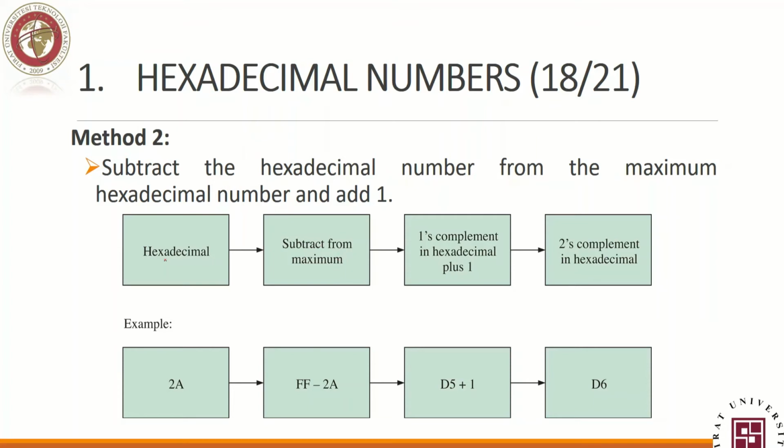We subtract this number from the maximum, okay? Then what we get is the 1's complement, add 1 to it, and we will get the 2's complement. Now 2A again, we will use FF, because these are 2 digits. FF minus 2A. How do I do this subtraction? Use the decimal representation of these numbers. So we have 15 and 15, 15 minus 10. That's 5. 15 minus 2, that's 13, D. Add 1 to it, D6. So you got it. Okay.